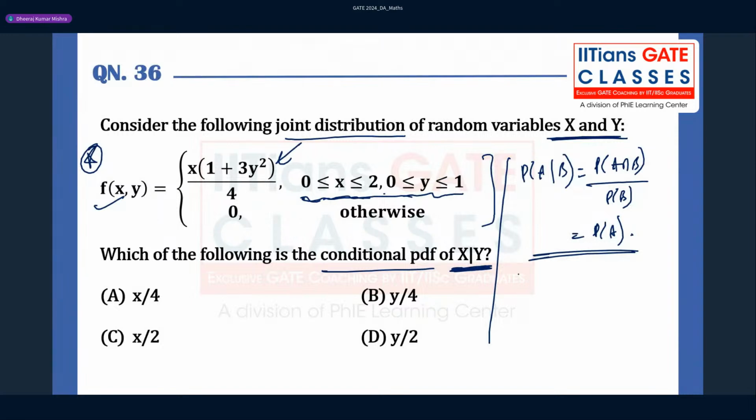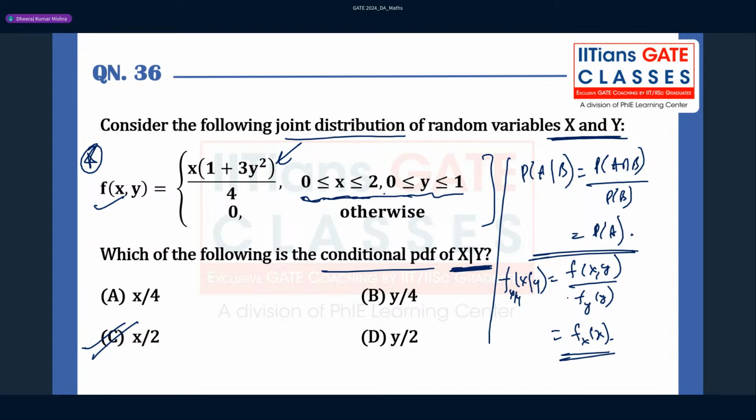You have to find the conditional density function. So you can say that this is nothing but f(x given y). Since they are independent, this will be equal to simply the marginal density function f of x. So the answer for this question will be C. Okay, you have to realize this.